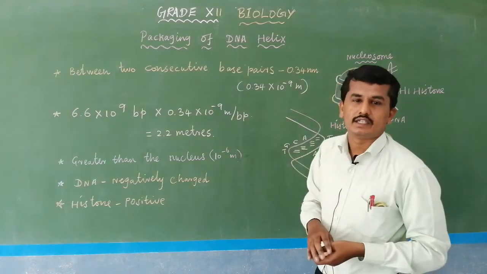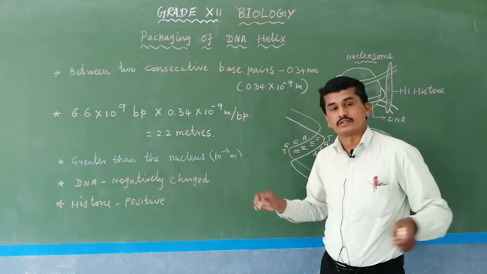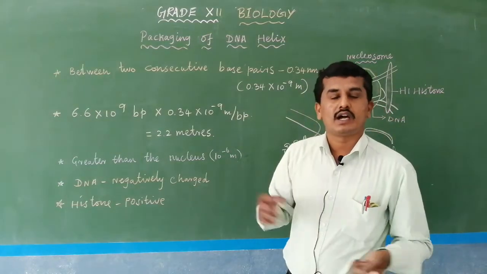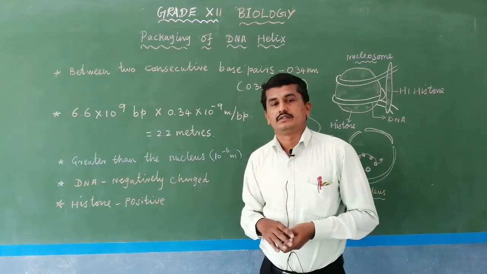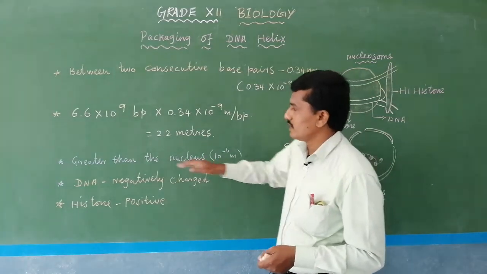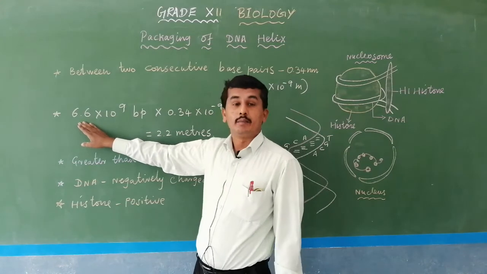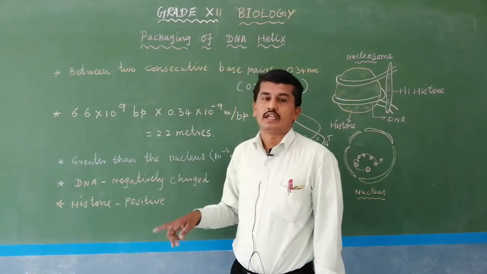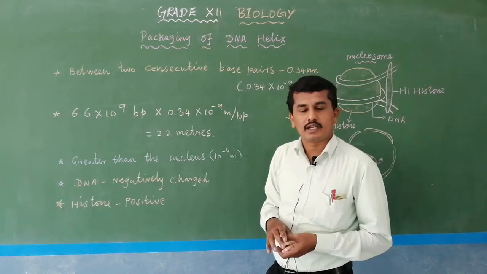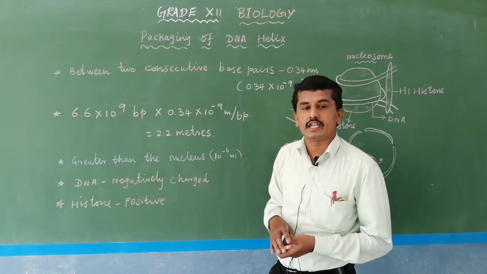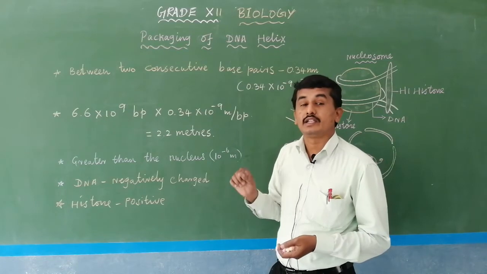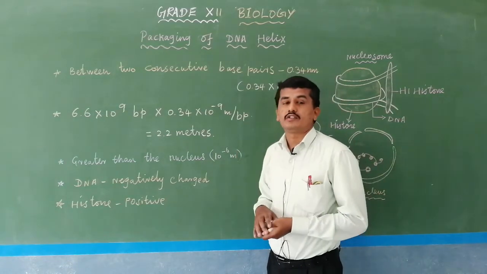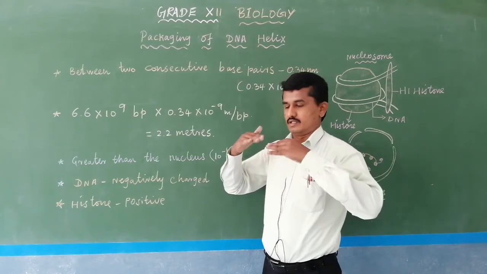Let us calculate the length. Normally we know the DNA is a long polymer, so how do we calculate its length? It is a simple calculation. The human diploid content is 6.6 into 10 to the power of 9 base pairs. In a haploid cell, like gamete cells, DNA is 3.3 into 10 to the power of 9 base pairs, but in diploid it is 6.6 into 10 to the power of 9.